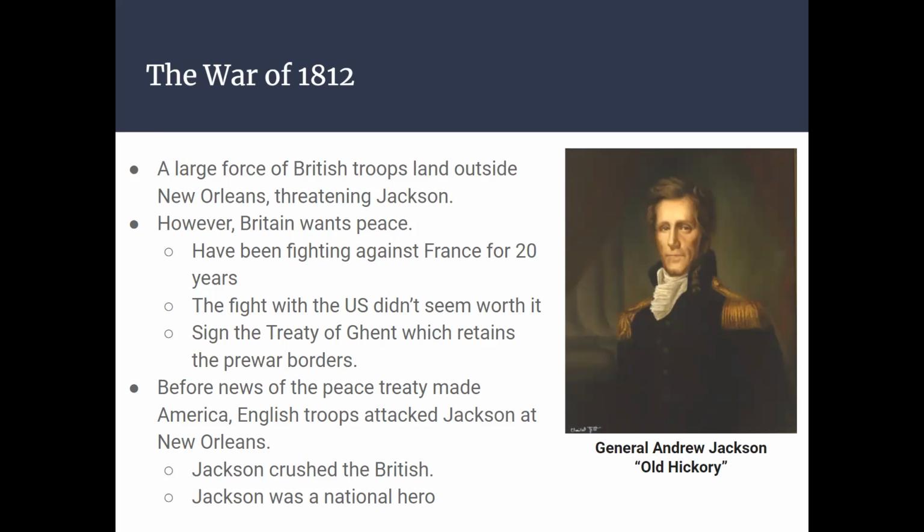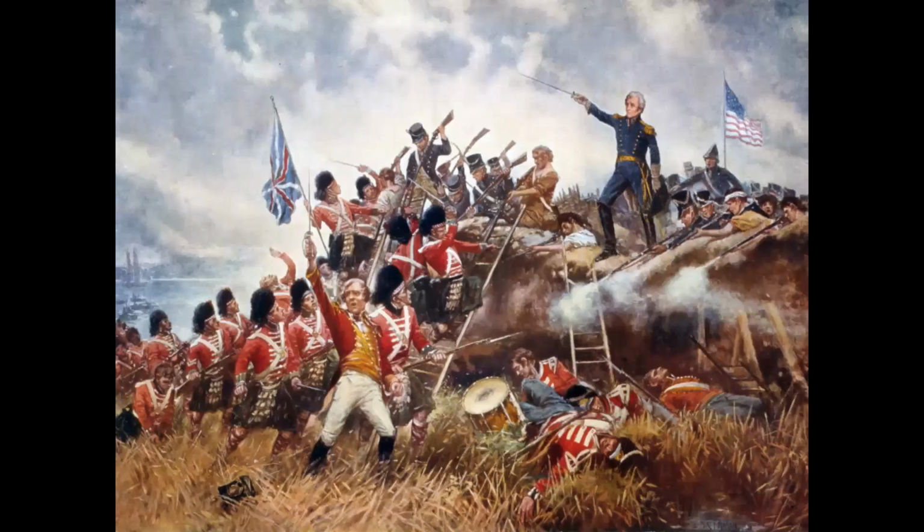The war is over. But remember, there's no cell phones during this time. There's no internet. It takes weeks and weeks for news to travel across the Atlantic Ocean. It can only go as fast as a boat can. And so news is coming to America that the war is over. But before the news gets there, English troops attack New Orleans and attack General Jackson. But Jackson crushes the British, and he's a national hero, which is kind of funny, that he's a national hero for winning a battle that took place after peace was signed. But he's a national hero. Remember, Americans love war heroes. There he is on top of the ramparts at New Orleans.